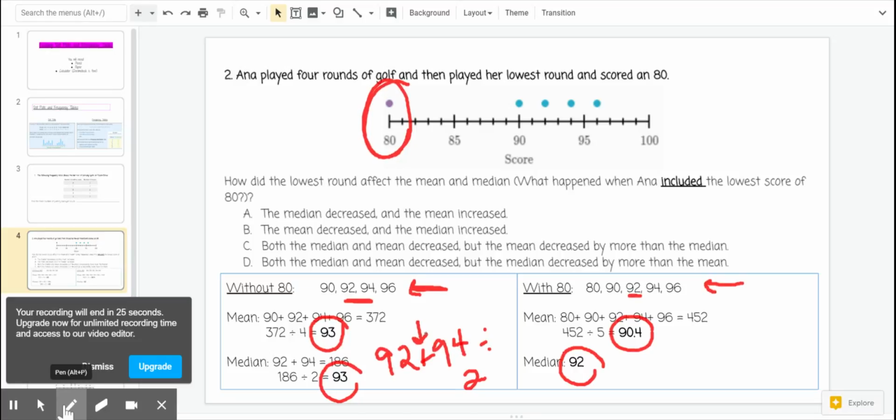All right, so for this one then, if you look at your choices here, the only one that makes sense is C, both the mean and median decreased, but the mean decreased by more than the median. The median only went down by 1, and the mean went down much more here from 93 to 90.4.